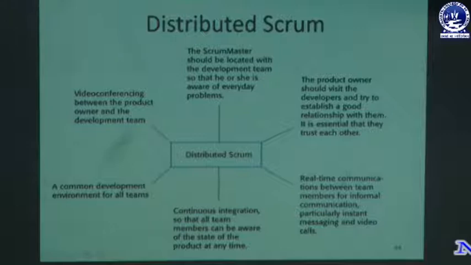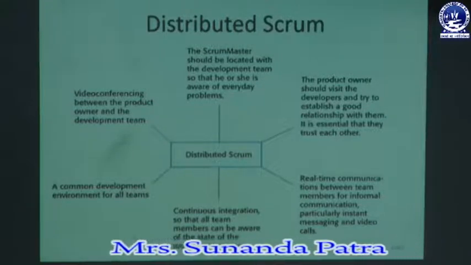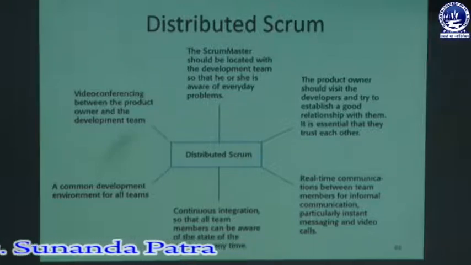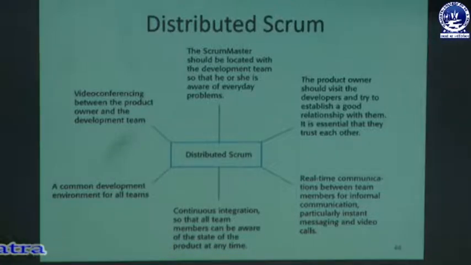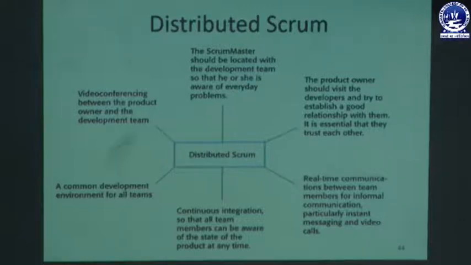And the third one is real-time communication between team members, like formal communication, instant messaging, and video calls, so that there is a good relationship among the team members. Like that, continuous integration should be there, so that every team member can be aware of the state of the product at any time. There should be a common development environment for all teams. There should be video conferencing between the product owner and the development team.